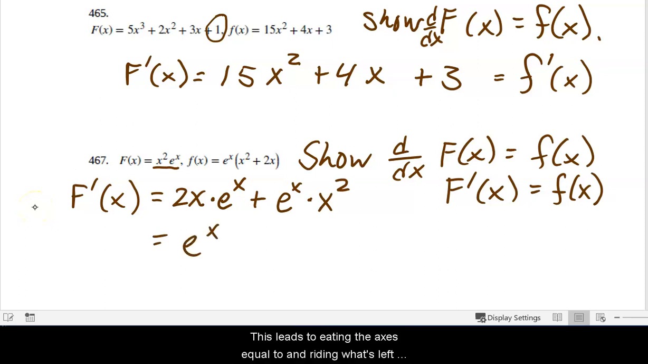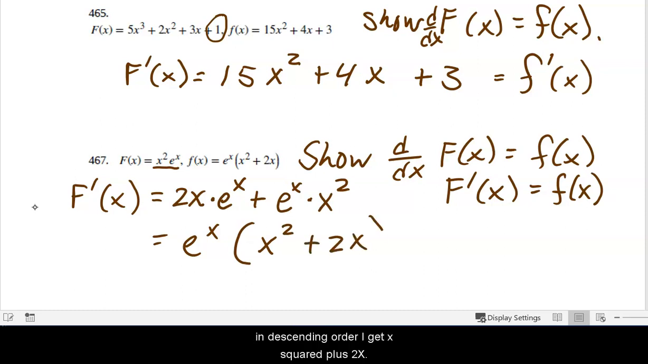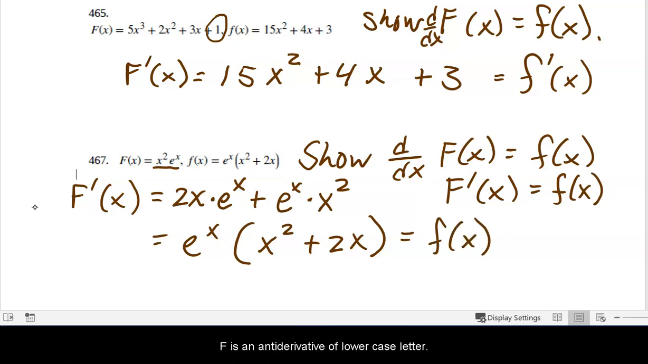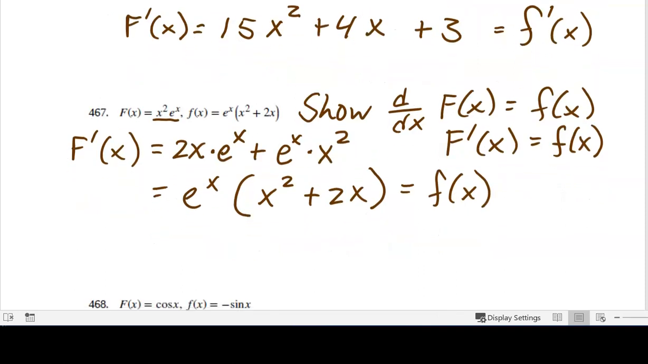This leads to e to the x times, and writing what's left in descending order, I get x squared plus 2x. This does show that since the derivative of the antiderivative function was the original function, uppercase letter F is an antiderivative of lowercase letter f. Let's look at the next example.